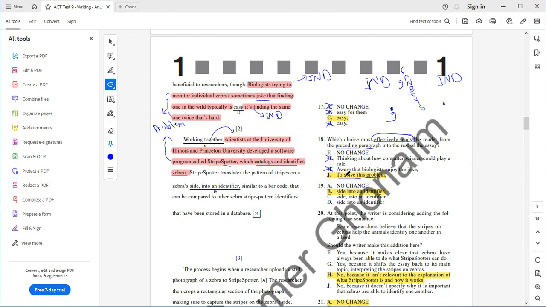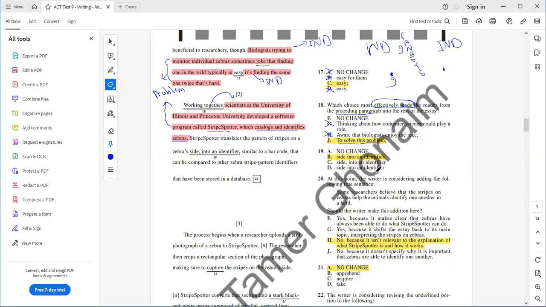Clear, Engineer Adam? Yes. Engineer Ziad, number 19. Yeah.